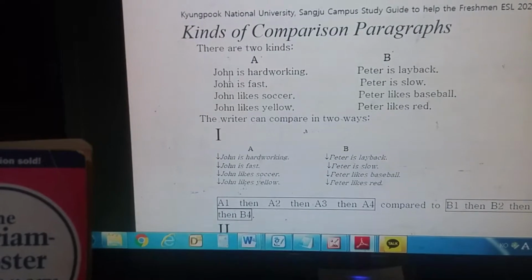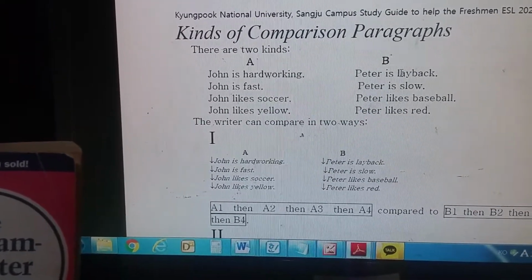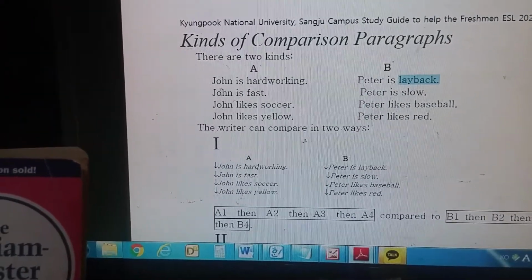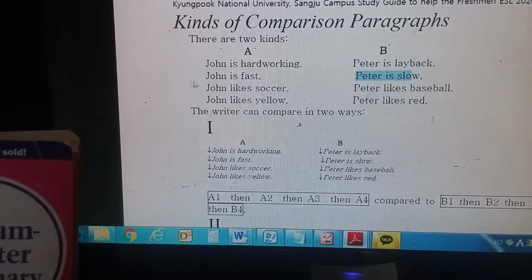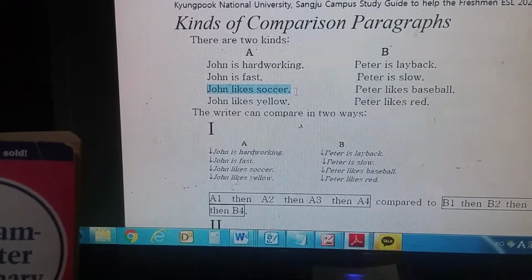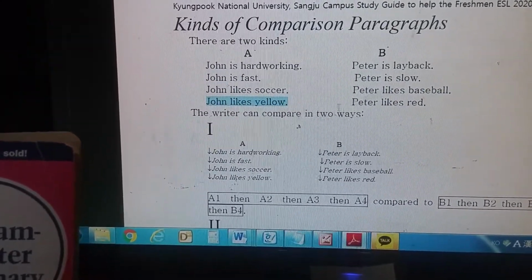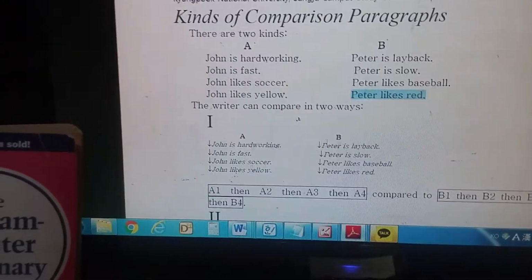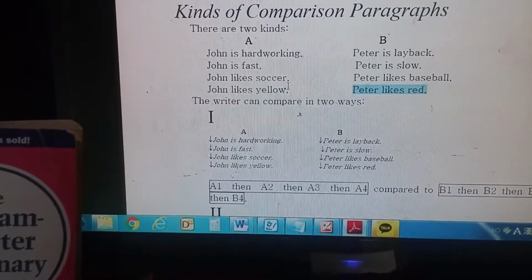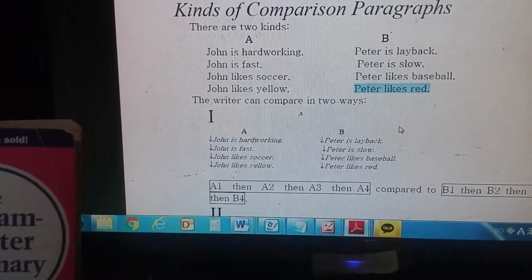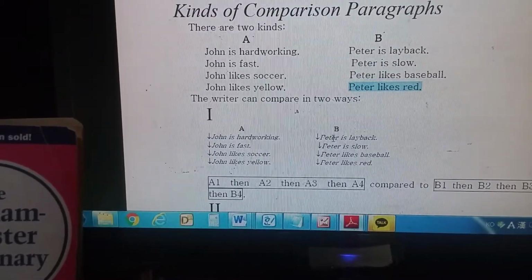Look at this, for example. John is hardworking, but Peter is layback. Yeah, layback, I'm talking about here. John is fast. Peter is slow, right? John likes soccer. Peter likes baseball. John likes yellow. Peter likes red. Now the writer can compare in two ways, making it a paragraph. This is dead facts. When you give this to people, people are sleeping because it's so boring. But you need to make it interesting. So where do you start?